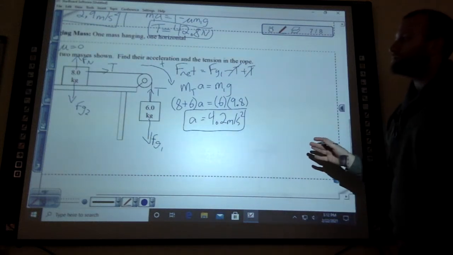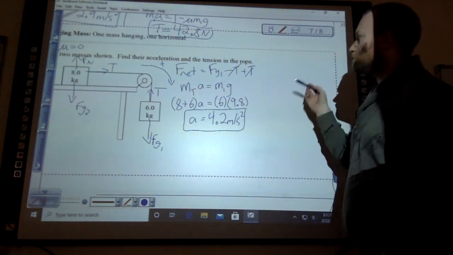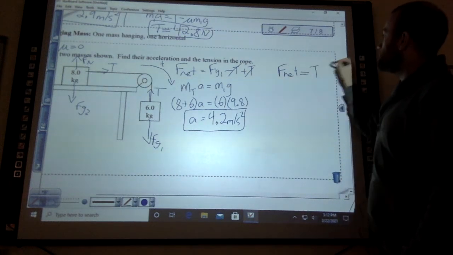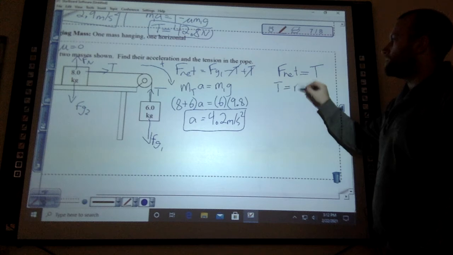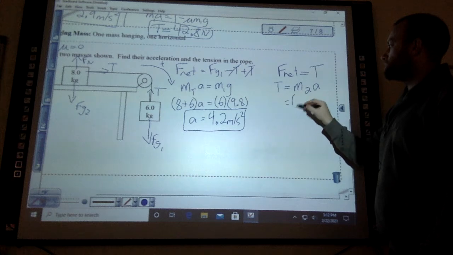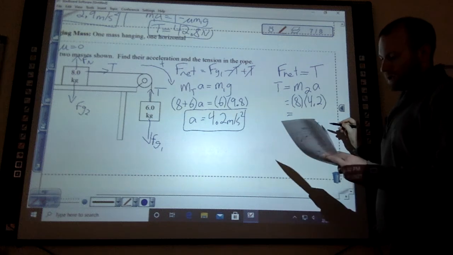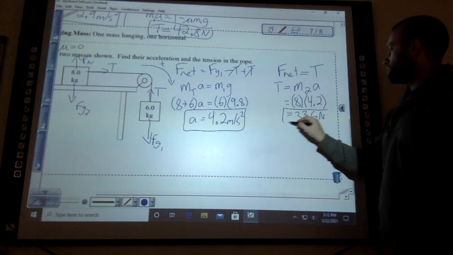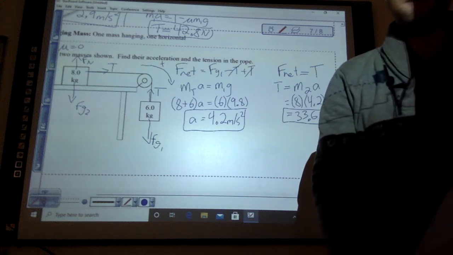Then let's solve for tension. So this one's going to be easier. There's only one force. But again, if you did this, wouldn't matter. So let's do F net for mass 2. This is simply equal to tension. So tension is going to equal mass 2 times the acceleration. You have acceleration, you have mass 2. So 8 times 4.2. And we get tension of 33.6 newtons. So there you go. That's the summary of tension.